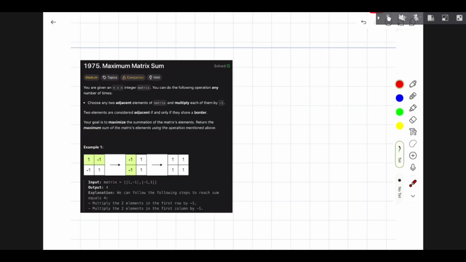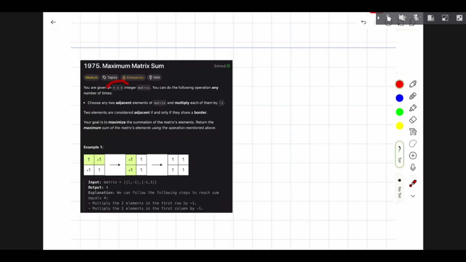You will always be given an n cross n matrix, which means that it will be either 2 by 2, 3 by 3, or 4 by 4. Whatever the value of n, it will be the same for rows and columns. So it's always a square with an equal number of rows and columns. So that is one point.